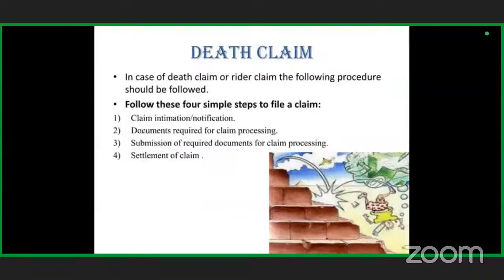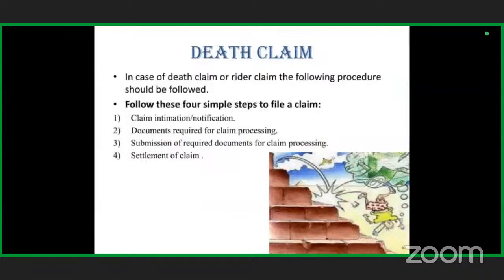Coming to the death claim, in case of a death claim or rider claim, the following procedure should be followed. What procedure is to be followed? Follow these four simple steps to file a claim. Number one, claim intimation or notification to the insurance company. Number two, documents required for the claim processing. Number three, submission of required documents for the claim processing. Number four, settlement of the claim. Simple four steps will be followed.